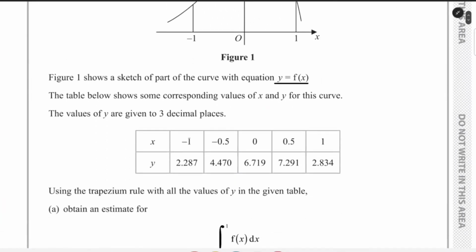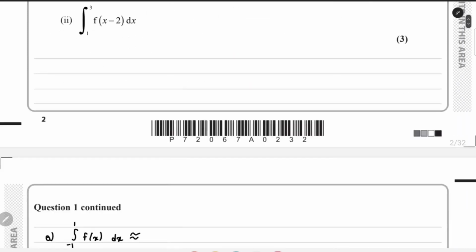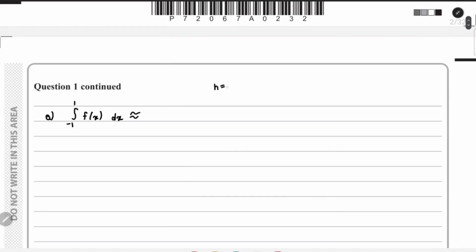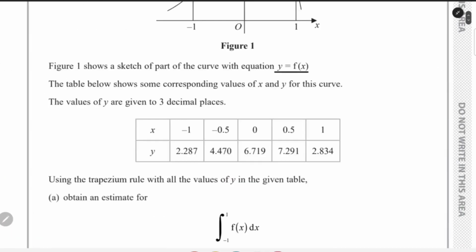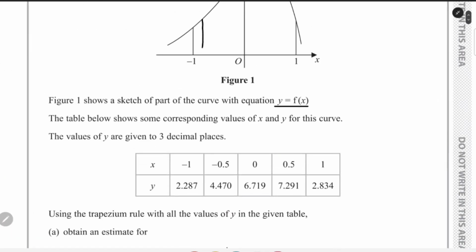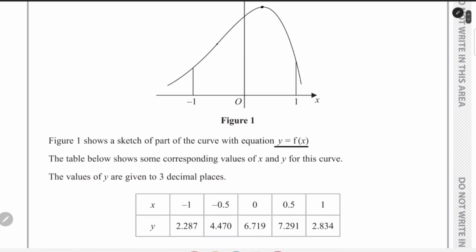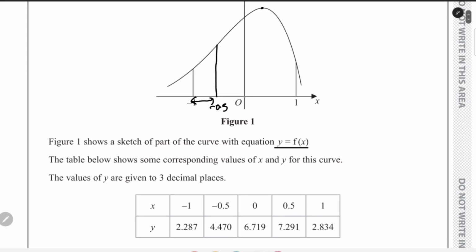In this case, we take values each 0.5 units. So the height here is 0.5. This is the height of each strip. This is minus 0.5, this is 0, this is 0.5, so we'll have 4 strips.